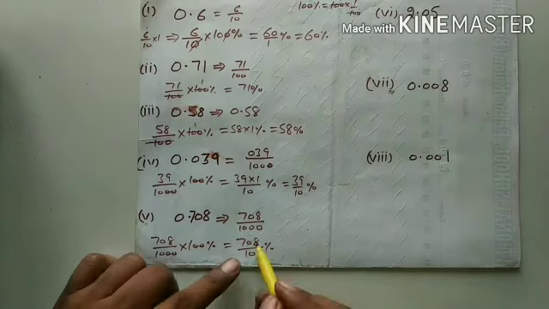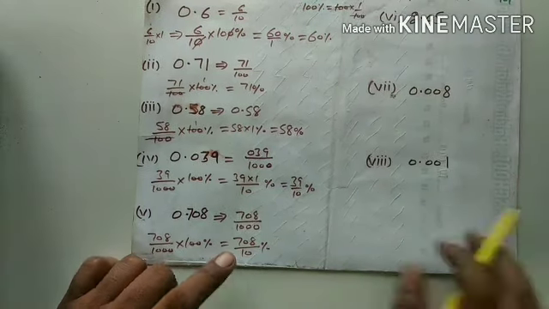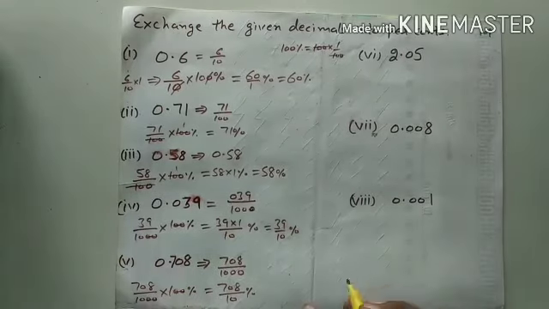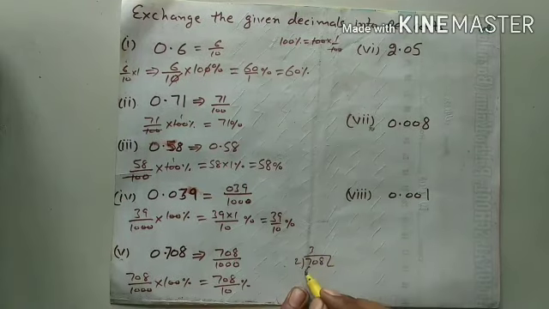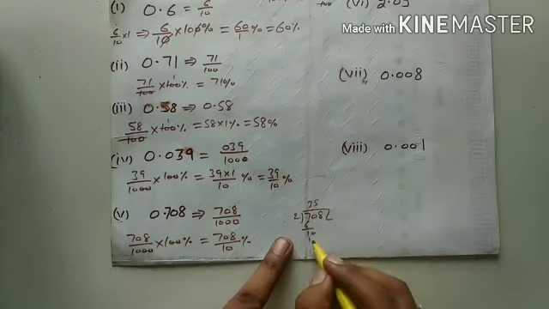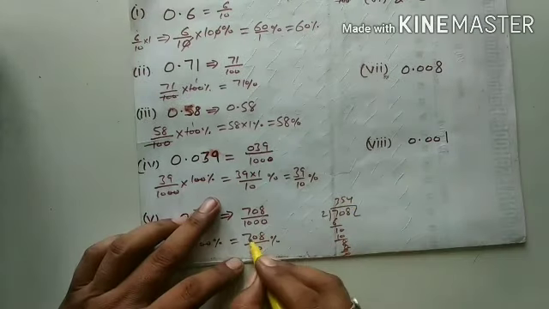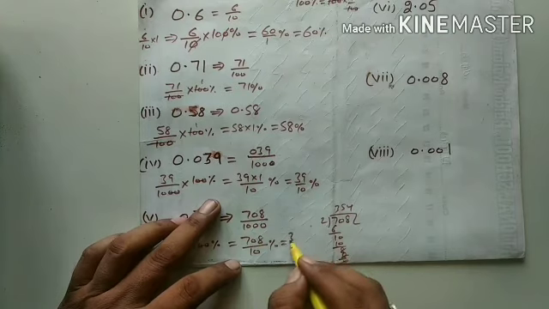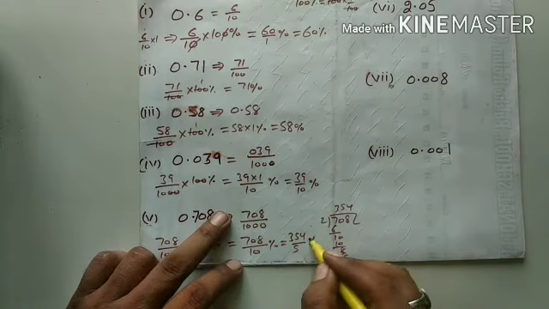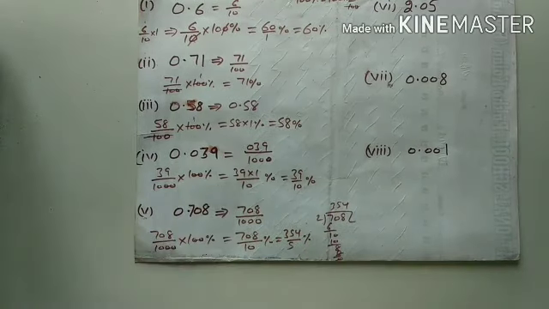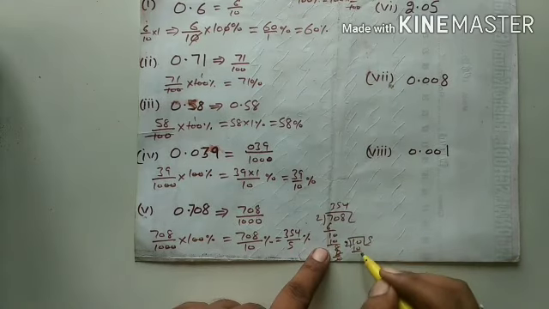You can see that 708 and 10 both are even numbers, therefore you can cancel those. So I am going to cancel these and show the rough work to you. 708 divided by 2: 2 threes are 6, 1, 2 fives are 10, and 2 fours are 8, so 354. So if I divide 708 by 2, the answer is 354, and if I divide 10 by 2, the answer is 5, and this is the percentage. You see, 10 divided by 2 is 5.